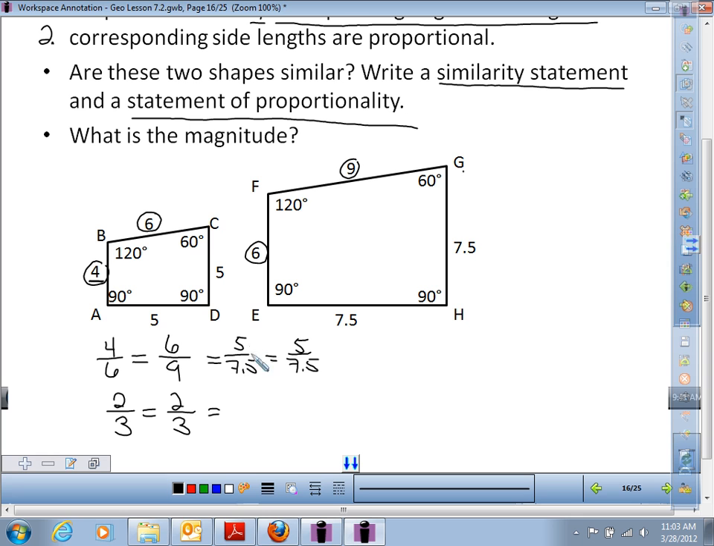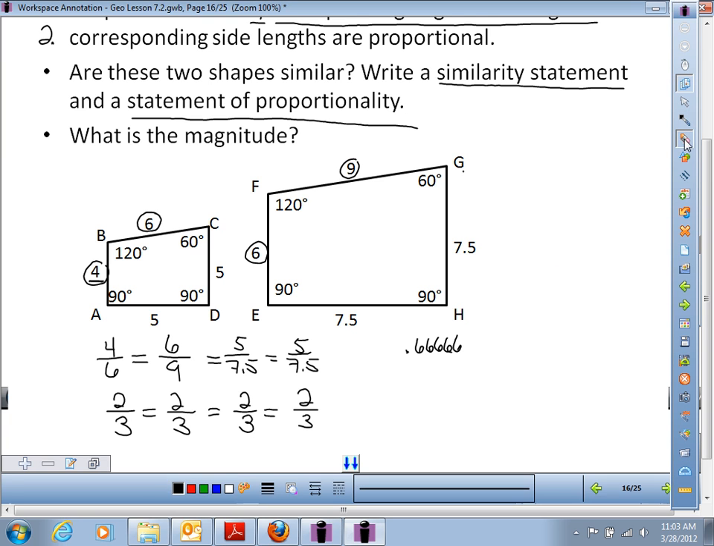Now your calculator probably won't do this for you, but if you took 5 divided by 7.5, you would get 0.66666. And I hope you kind of recognize that decimal. If you would put that as a fraction, it would be 2/3 as well. And so would that.